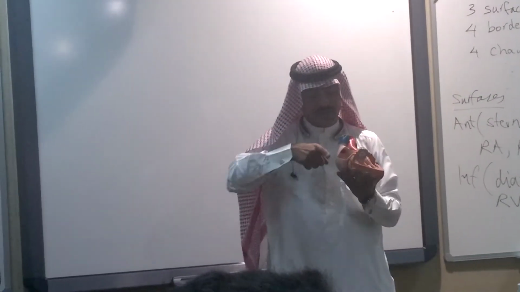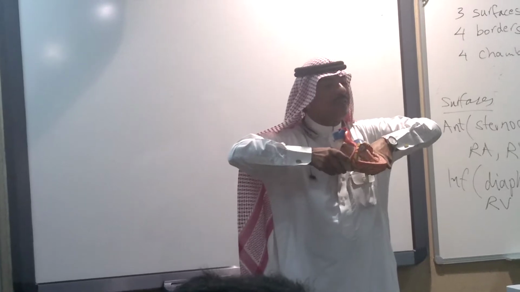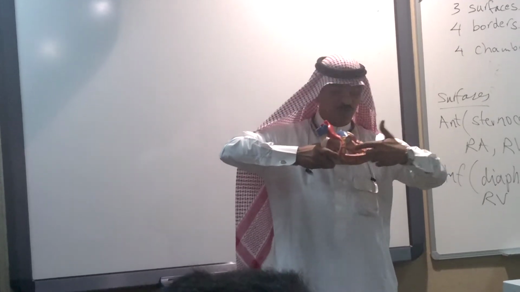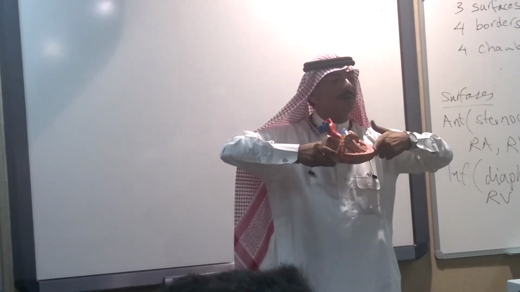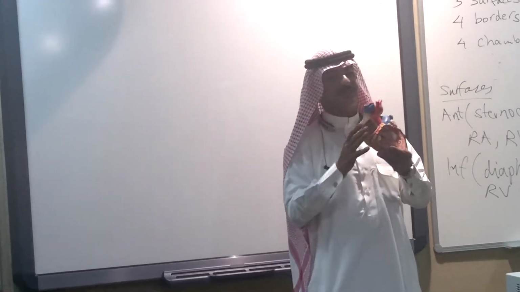It has four borders: the right border formed by the right atrium, the left border formed by the left ventricle, the inferior border formed by the right ventricle plus the apical part of the left ventricle, and the superior border formed by the roots of the great vessels.